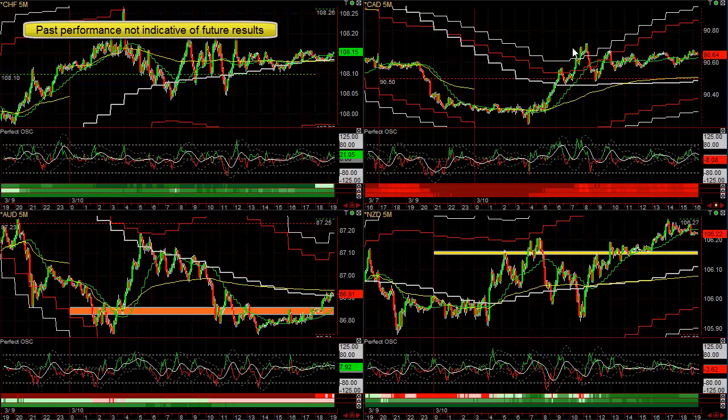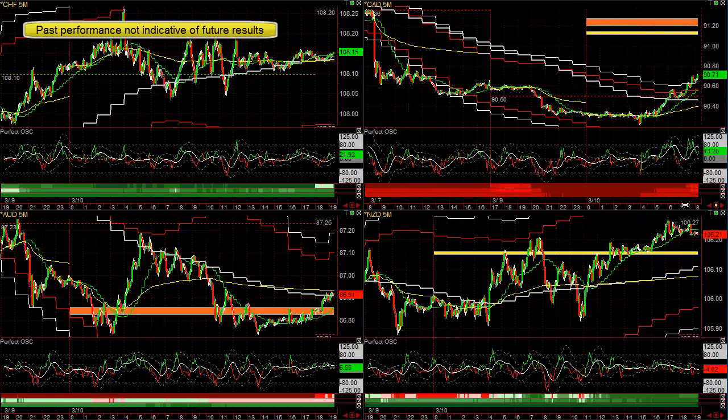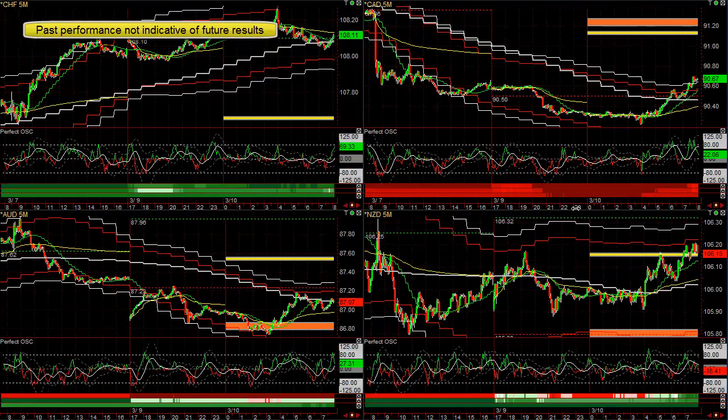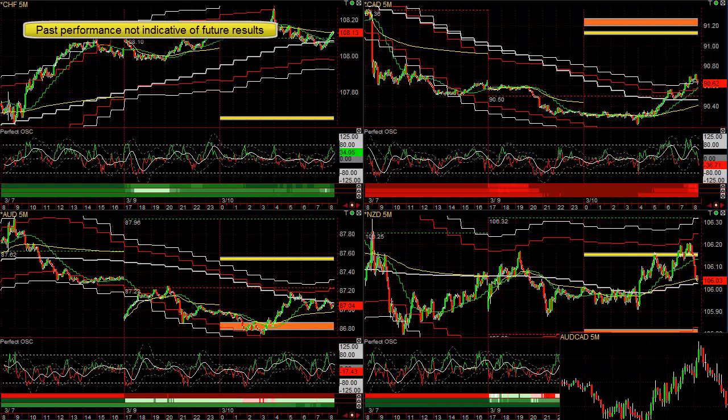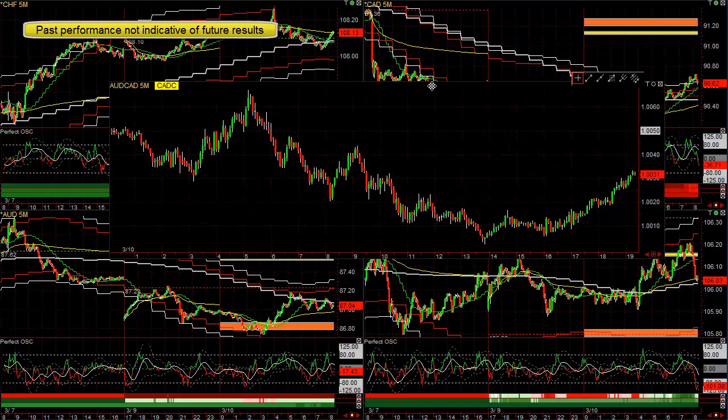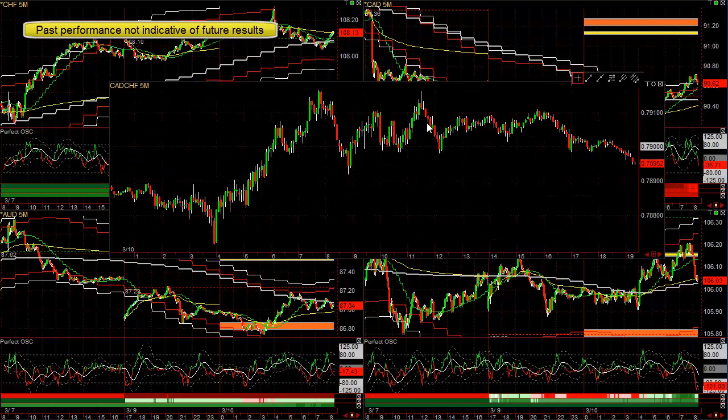Also, the CAD, when it hits the upper bands, guess what? It's extremely weak. Perfect Oscillator is showing an extreme here. If you sell this CAD at that point, when it's at an extreme because it's in a downtrend, versus maybe the Swiss, which is strong and has just pulled back, the CAD Swiss is very likely to go down at 8 o'clock. Here's 8 o'clock, and guess what it does? It goes down about 15 pips.